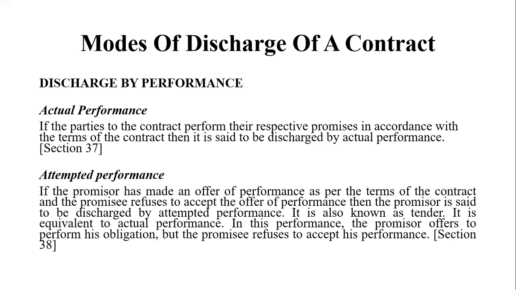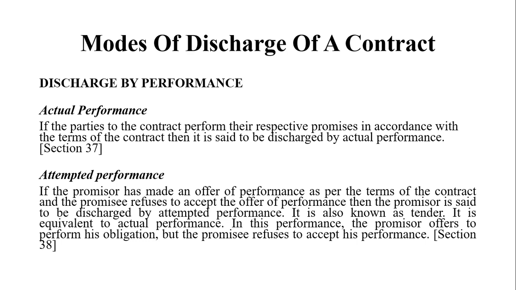Like if there's a contract between Mr. A and Mr. B, and Mr. A has to deliver 1,000 goods for rupees 1 lakh. If A delivers 1,000 goods and Mr. B has paid 1 lakh rupees, this is called actual performance from both sides. So the contract has been discharged because both parties have performed.